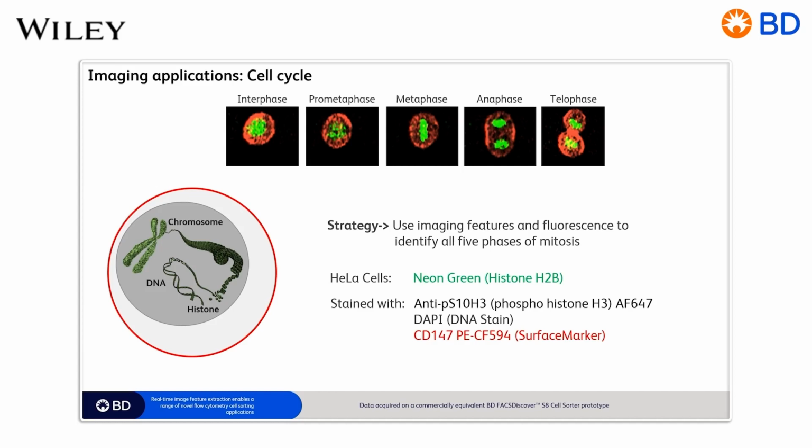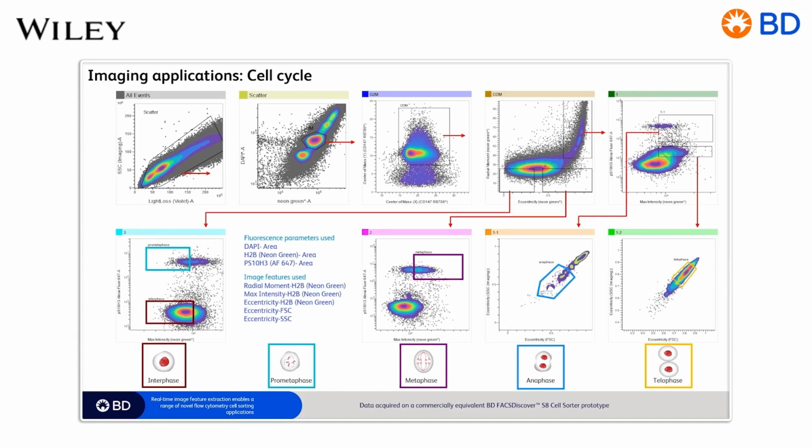So what we did was we had some HeLa cells expressing a neon green in one of the histones, H2B, and then we also had an Elixir 647 stain on histone H3, and then DAPI, as well as a surface stain there in the red. We used CD147 PF594. The gating strategy is a little complicated, and I'm not going to go into the full depth, but essentially what we did was we used 3 different fluorescence parameters in conjunction with 5 different imaging features.